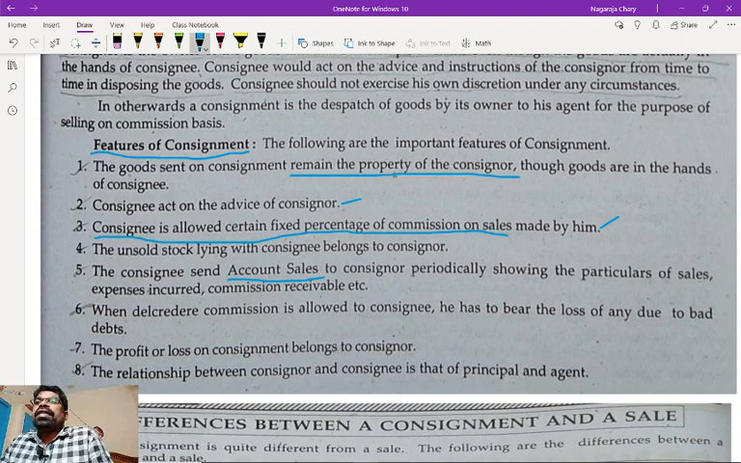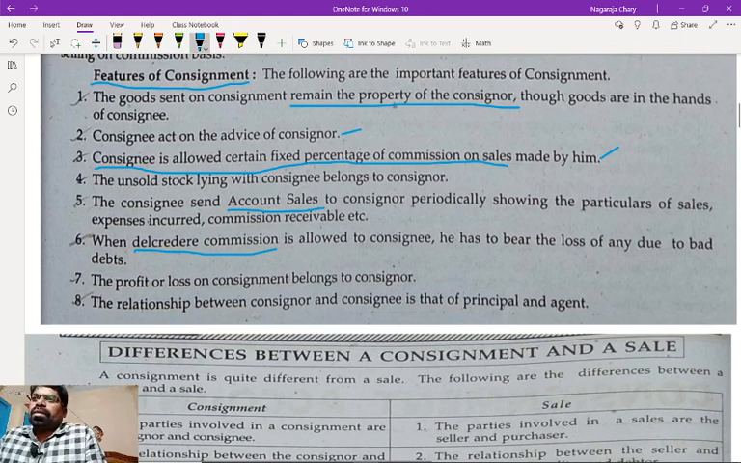Okay, next, when del credit commission is allowed to consignee, he has to bear the loss due to bad debts. So here again we have one more terminology, that is del credit commission. It is one of the types of commission. So when credit sales are done by the consignee, then he is eligible to take a del credit commission. That is discussed in detail further.